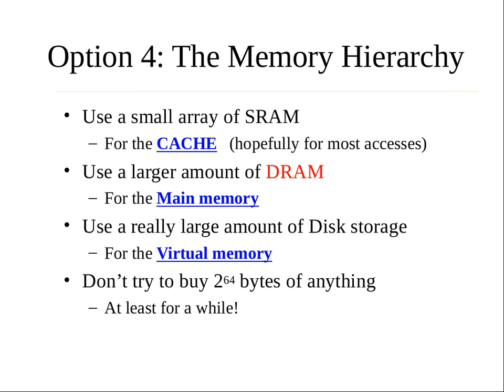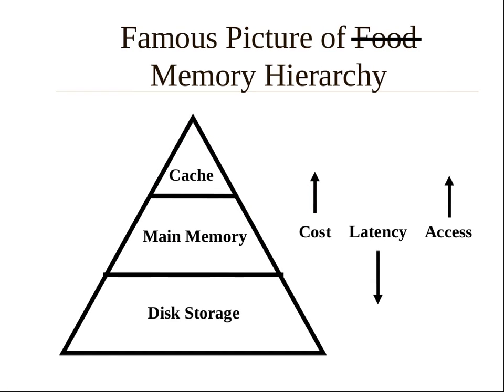So the idea is we'll use a small array of SRAM for the cache, use a larger amount of DRAM for main memory, and then disks for virtual memory. We'll talk a little bit about virtual memory for a while. Don't try and buy 2 to the 64 bytes of anything. We have no need, at least not yet.